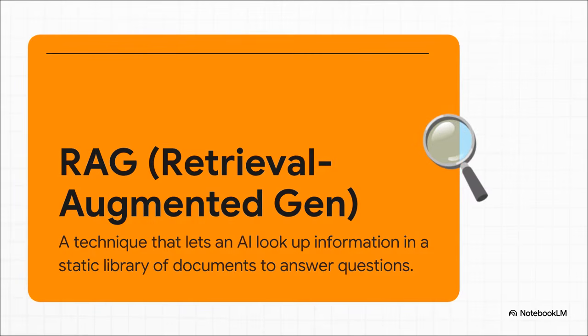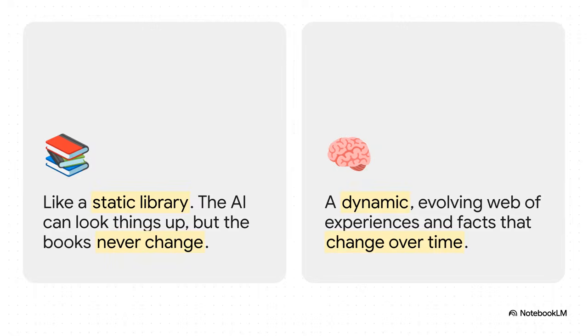Okay, so to try and fix this, the industry's best shot so far has been this really clever technique called RAG. That's Retrieval Augmented Generation. What it does basically is it gives the AI a library of documents it can look things up in to answer your questions. And look, it's a huge step forward for sure, but it's got one really big flaw. And this analogy really makes the difference clear. RAG is like giving someone a static library. They can look stuff up, but the books themselves never change. They don't update based on your conversation.